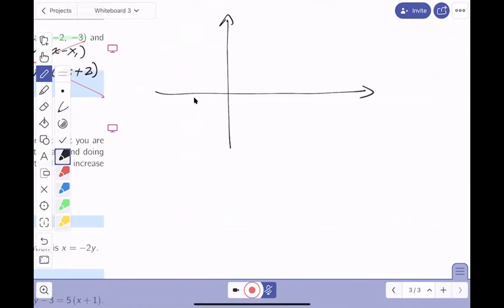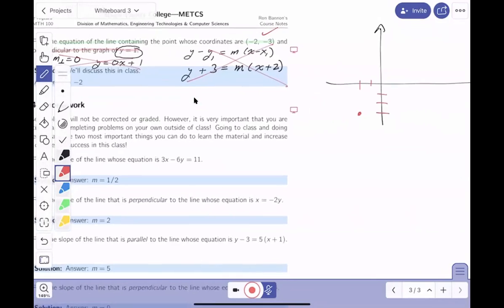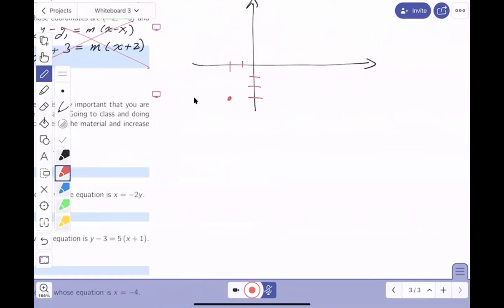One step at a time. I'm going to plot the point first. What's the point? Minus 2, minus 3. That's that point. What else am I going to do? I'm going to graph the line. What line? y equals 1. What does y equals 1 look like? I put this down. It looks like this. This is y equals 1. Goes on forever.